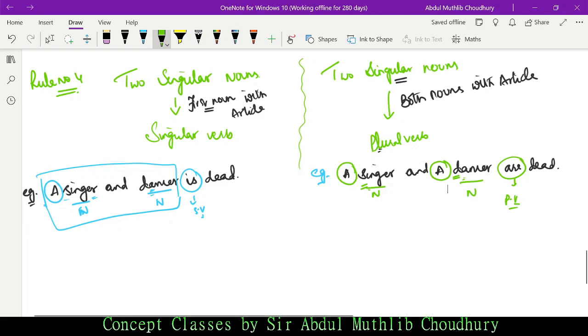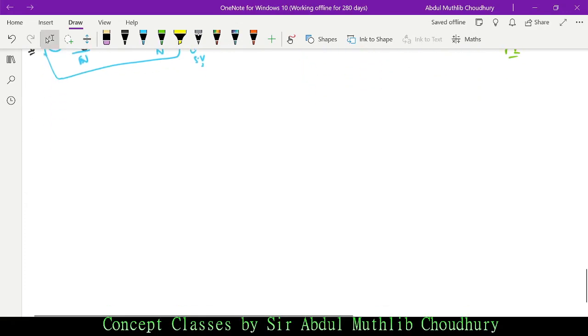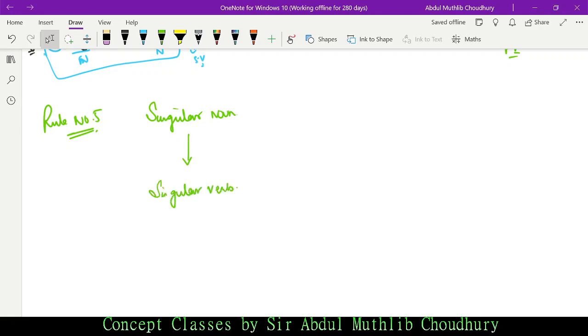And the last rule, which is rule number 5: singular noun is followed by singular verb and singular noun followed by plural verb.